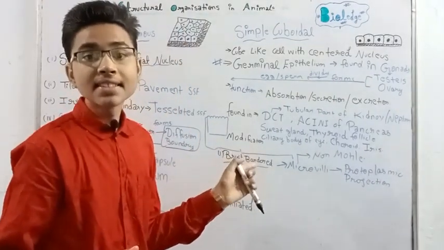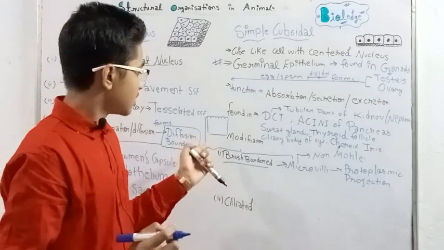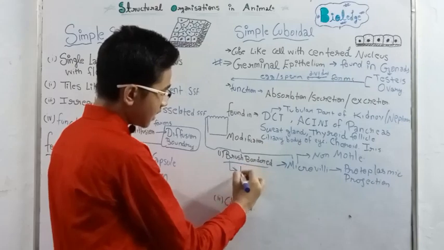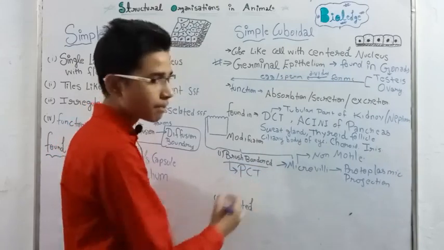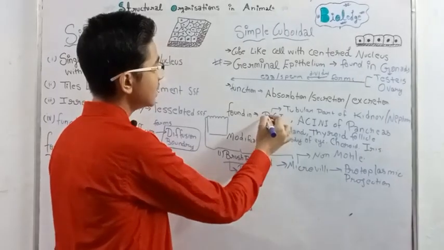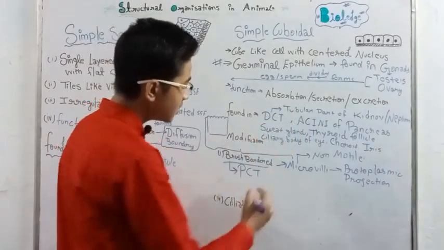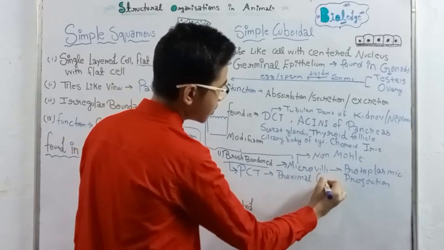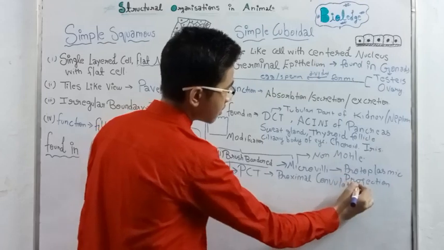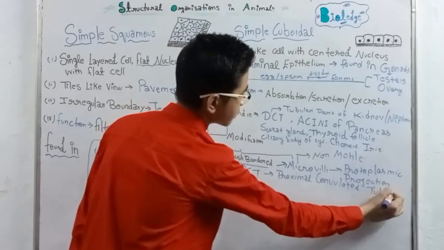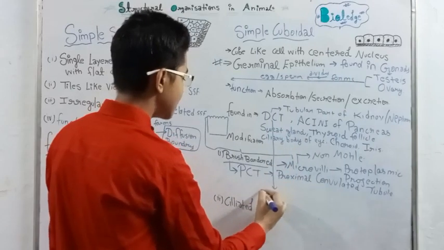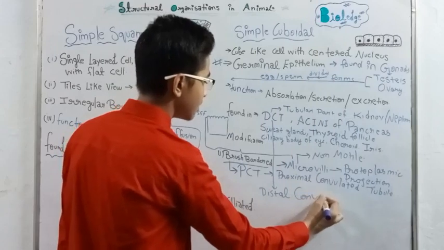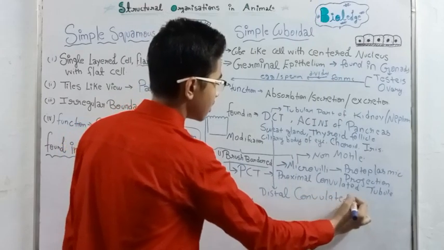They basically increase the absorptive surface. So they are known as the brush border. Here the brush border is found in the PCT, which is the proximal convoluted tubule, and this is the distal convoluted tubule. We will write them later. This is the proximal convoluted tubule, and DCT is the distal convoluted tubule.